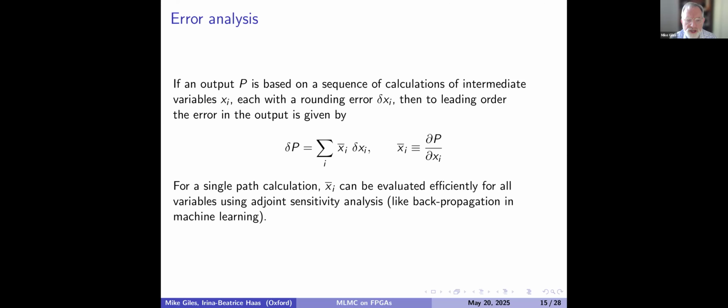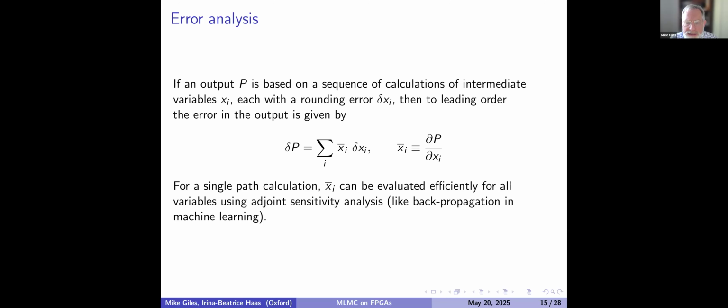What we now want to think about is what are the errors that are introduced on the FPGA by doing it in low precision? Well, to leading order, the error in our output quantity P, we can look at as a linear perturbation analysis. We can say that if at one point in the calculation, we're calculating some variable x, and we have an error delta x, then the consequential error for the final output delta p is just the partial derivative of p with respect to x times delta x, to first order.